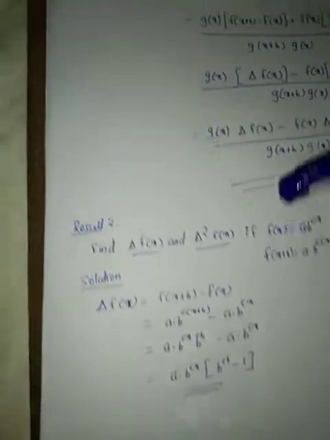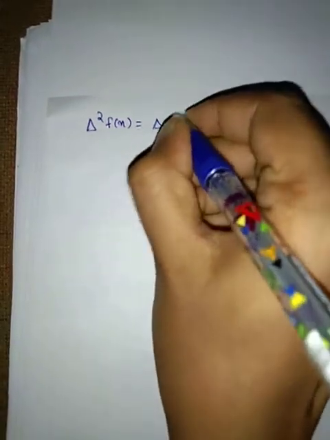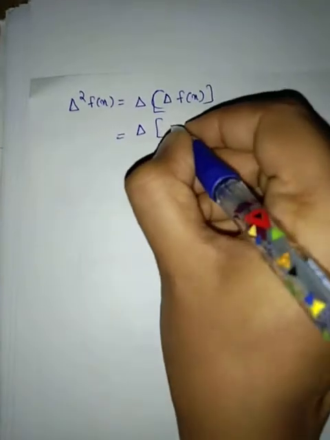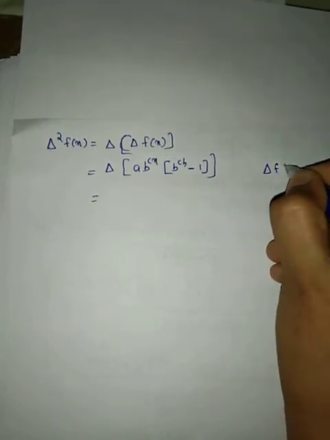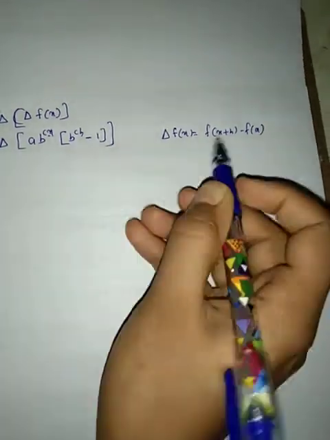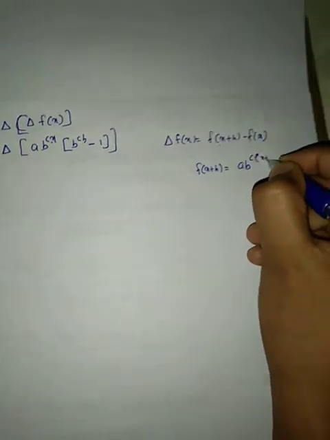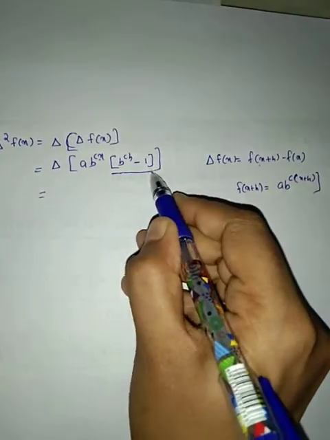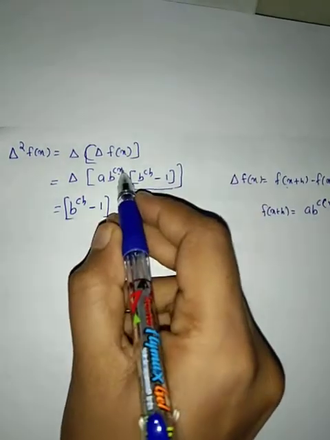Then we can find delta square f of x. Delta square f of x means delta of delta f of x. That is, we get delta f of x is a b raised to cx into b raised to ch minus 1. Then by using the definition, delta f of x equal to f of x plus h minus f of x. So here f of x plus h equal to a b raised to c x plus h. And here b raised to ch minus 1 is constant, so it comes outside, since it contains no x terms.